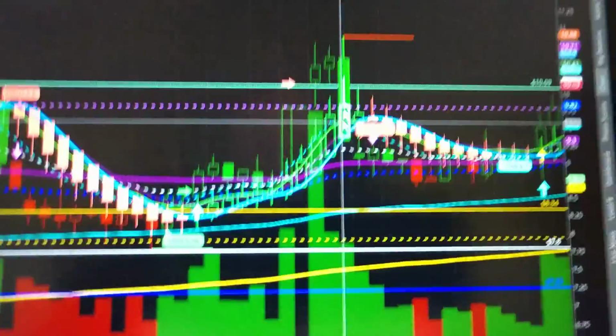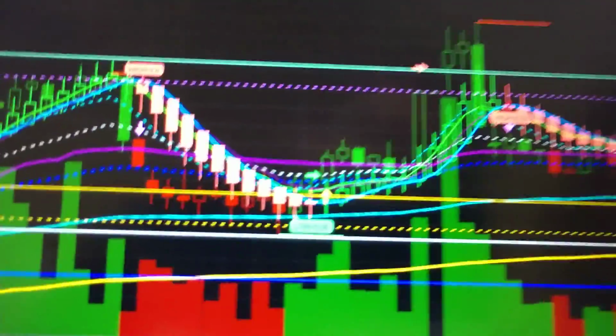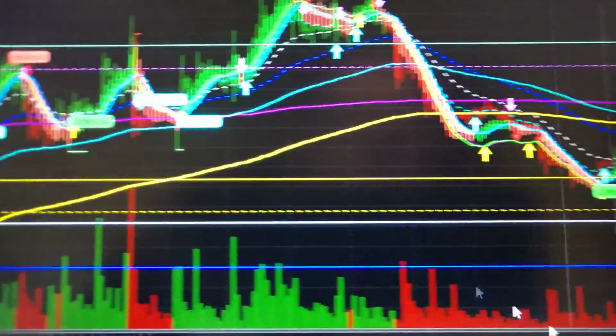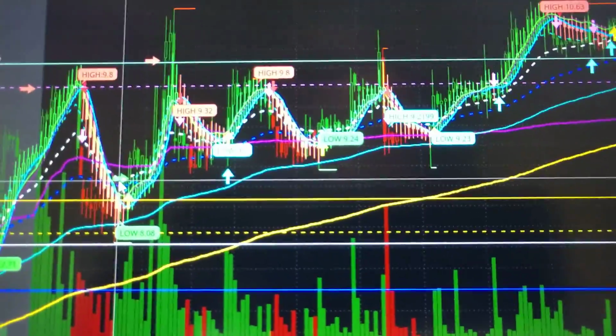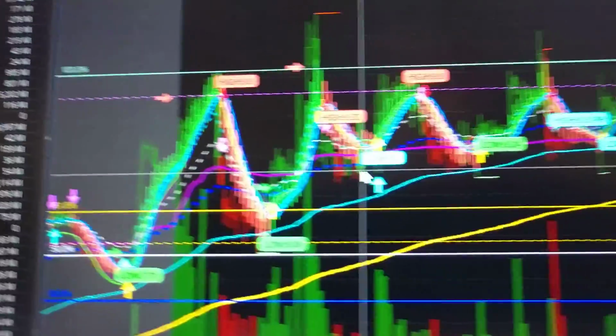This was also, I believe this was a halt. I don't remember. But that's all I did on this stock. So I made $2 there and $2 here, so $4 a share.